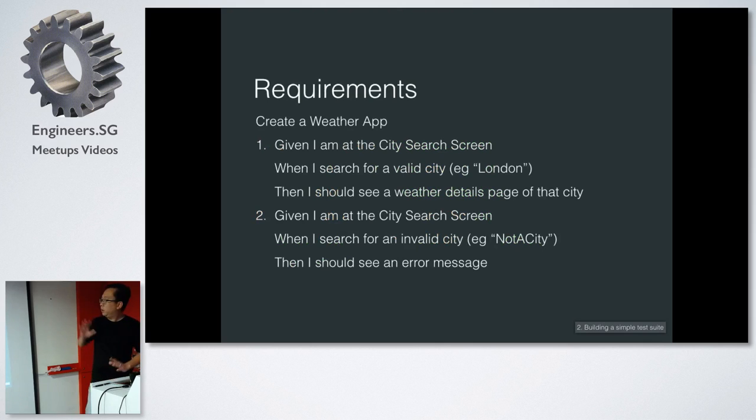Given these requirements, I created an app. Number one: given that I'm at the city search screen, when I search for a valid city, London, then I should see the weather details page of that city. Number two: given I am at the city search screen, when I search for an invalid city, let's say a string called "not the city", then I should see an error message.